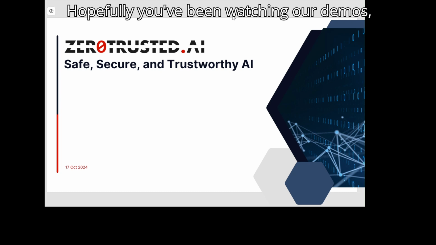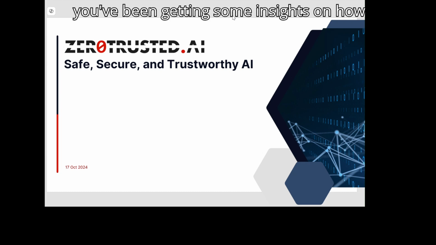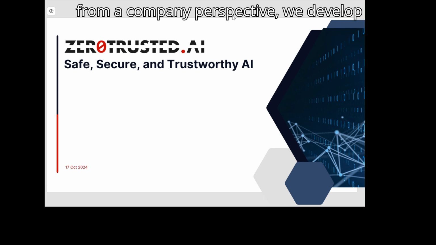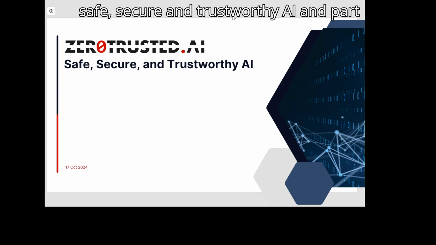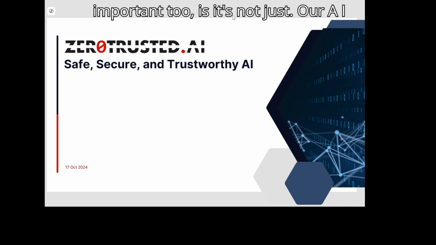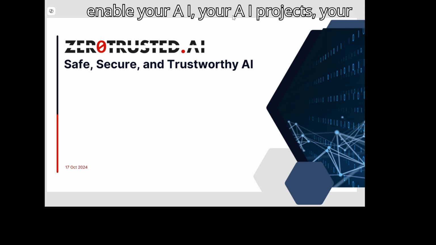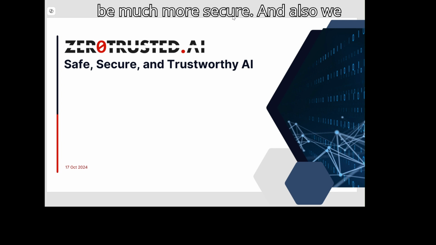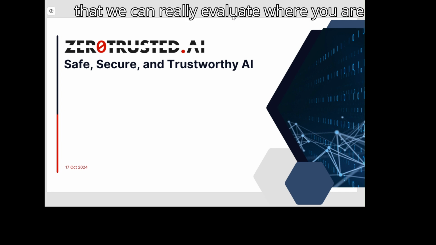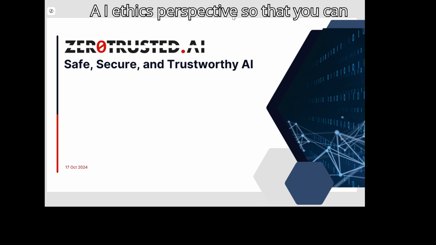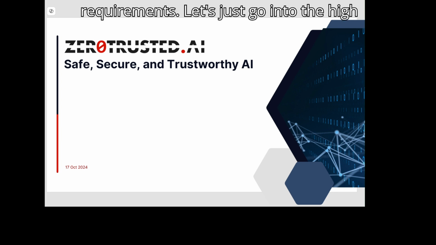Hopefully you've been watching our demos, going on trying the product, and getting some insights on how you're going to use it for your AI projects. But just an overview from a company perspective, we develop safe, secure, and trustworthy AI. And part of how we do that, and this is really important too, is it's not just our AI. Our platform is meant to enable your AI projects, your AI agents, your large language models to be much more secure. Also, we built a lot of things in the back end so that we can really evaluate where you are from a security, privacy, reliability, and AI ethics perspective so that you can enable your platforms to meet a lot of requirements.